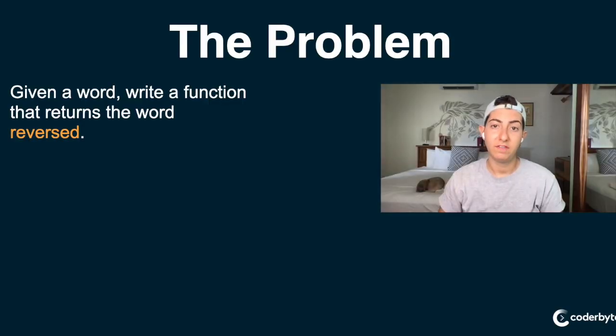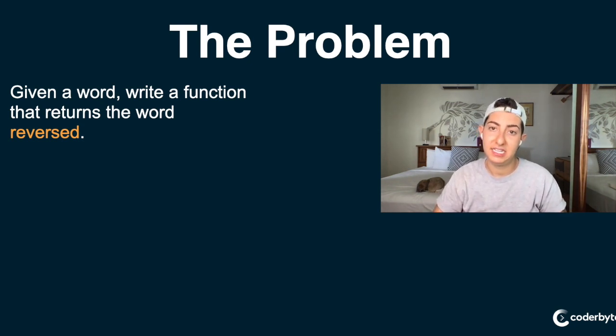Given a word, write a function that returns the word reversed. Okay, so I think this is a pretty simple problem, right? If you get a word, let's say like hello, we want to return the reverse of that. So that would be OLLEH. Or if we were given a reversed word and we wanted to return the reversed version of it, we'd get the actual word, right?